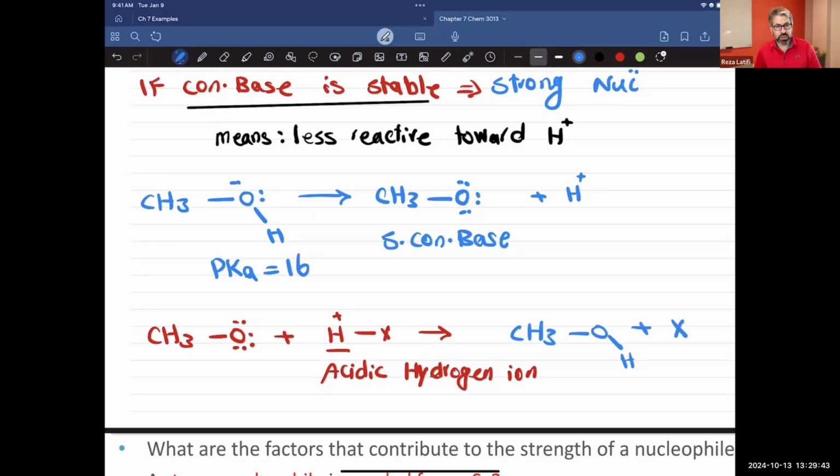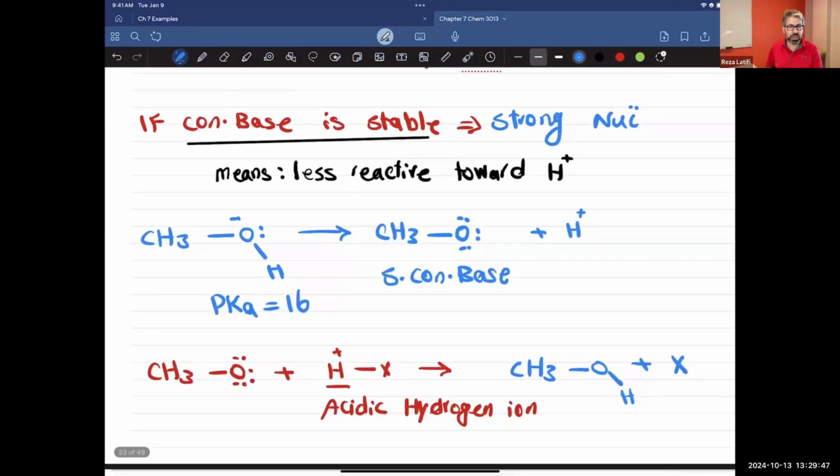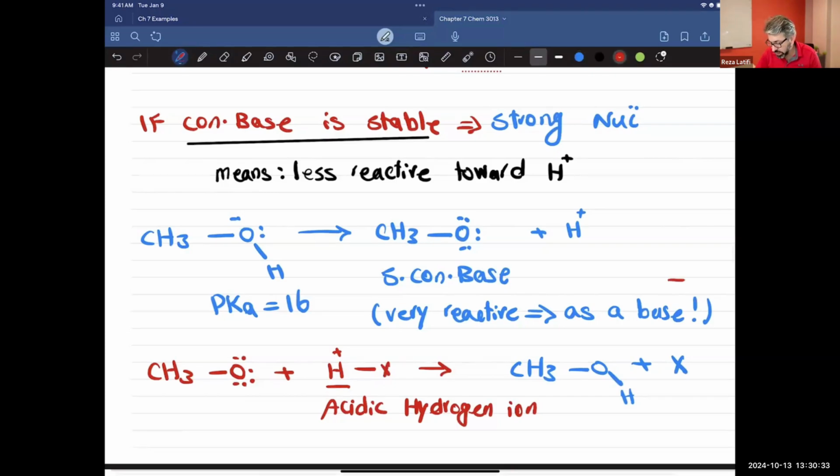But I want to say this: if your conjugate base is stable enough, it will be a good or strong nucleophile. If the conjugate base is a strong base, that means it's very reactive. And if it's very reactive, it will behave as a base rather than a nucleophile. Be careful about this one. So the basicity might be the dominant one rather than nucleophilicity. And if the basicity is dominant, then technically that species will prefer to take hydrogen from the system. I want to say this: if the basicity goes up, you might end with an elimination reaction rather than an SN reaction.